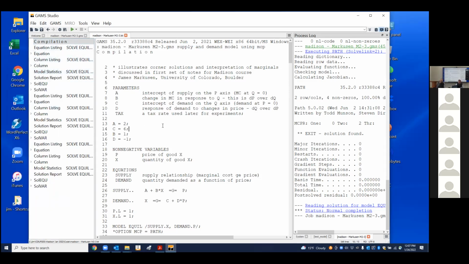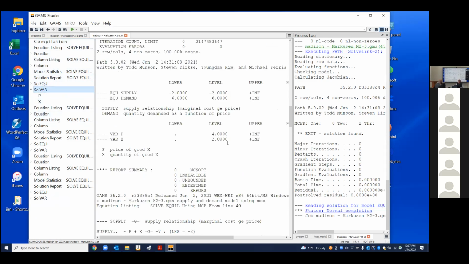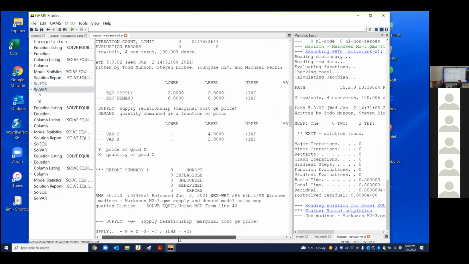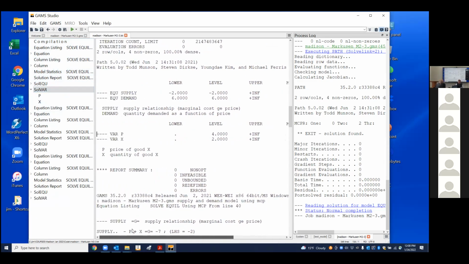Anyway, the results are in that list file. You would just click on the little .lst. If you want to not scroll through a big program, you can just go down to where it says solve there. Click on that and it gives you the first solve, and this is a valid solution. Positive levels for variables, 0 levels for marginals.